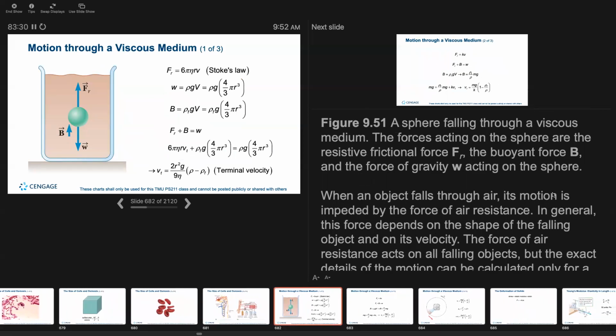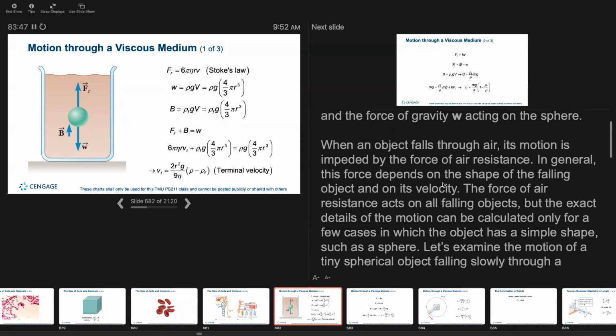So in this figure, we have a sphere falling through a viscous medium. The forces acting on the sphere are the resistive frictional force F sub R, the buoyant force B, and the force of gravity W acting on the sphere. When an object falls through air, its motion is impeded by the force of air resistance. In general, this force depends on the shape of the falling object and on its velocity.